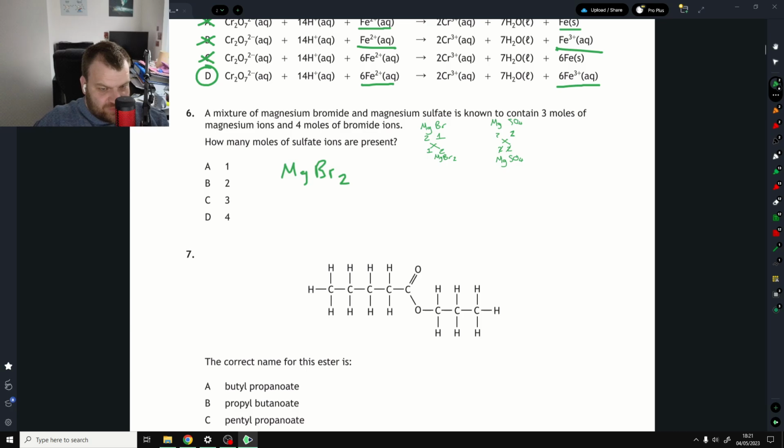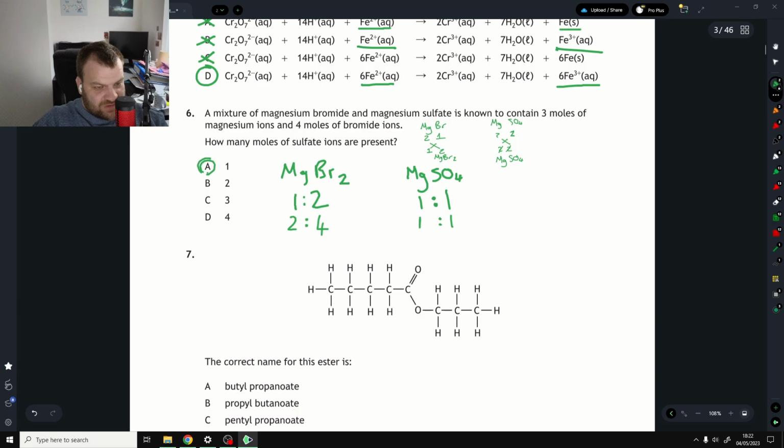Within our magnesium bromide, we have got 1 magnesium and we've got 2 bromines. Within our magnesium sulfate, we've got 1 magnesium and 1 sulfate. We're taking the whole SO4 together as a sulfate. Question says there are 3 moles of magnesium ions, and that is between the 2 substances, a mixture of the 2. It says we've got 4 bromide ions, and that only comes from the magnesium bromide. If there's 4 bromines, that means that in this chemical we need to have 2 of the magnesiums in that. That leaves us only 1 mole of magnesium to get a total of 3 in it, which means we also would need 1 mole of sulfate. That would make our correct answer A for this question.